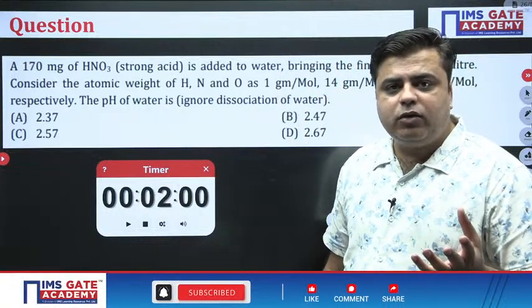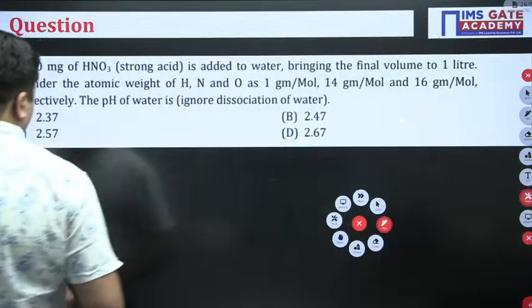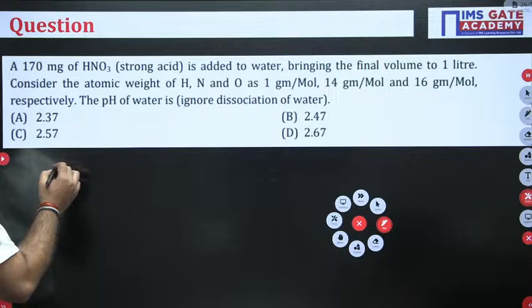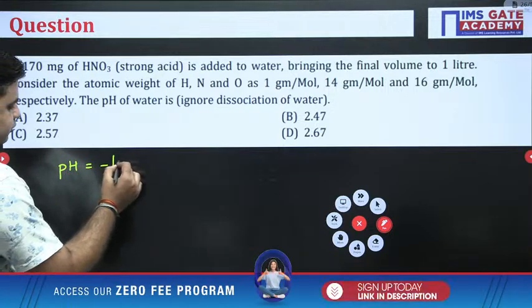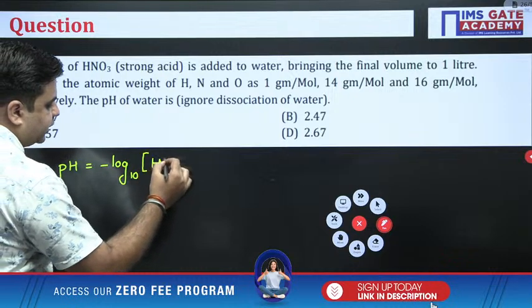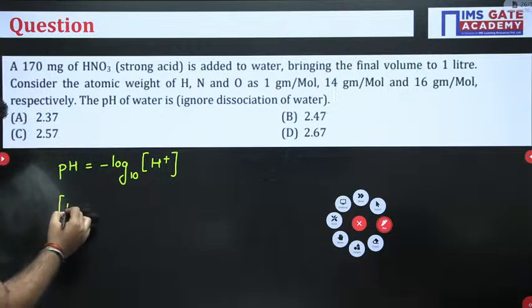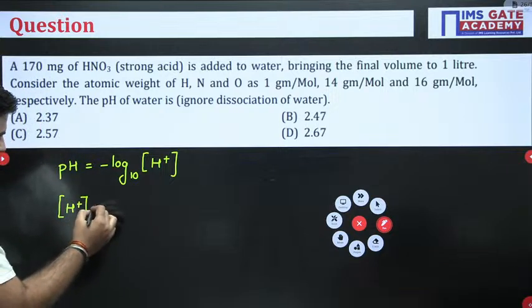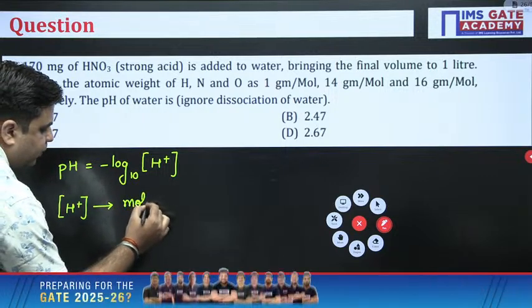What you need to find out is the pH of the water sample. In simple words, what do we mean by pH of the water sample? pH means negative log to the base 10 of the H plus ion concentration. And here the H plus ion concentration should be kept in moles per liter.